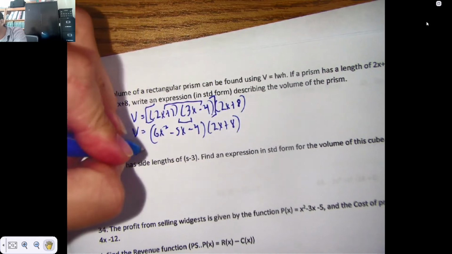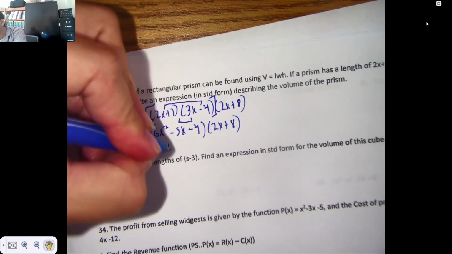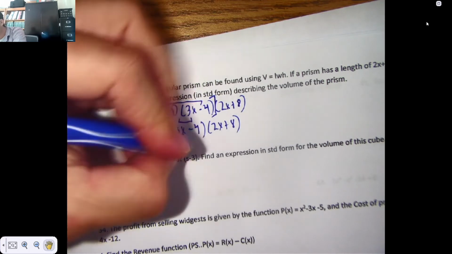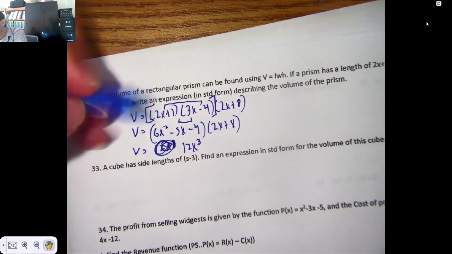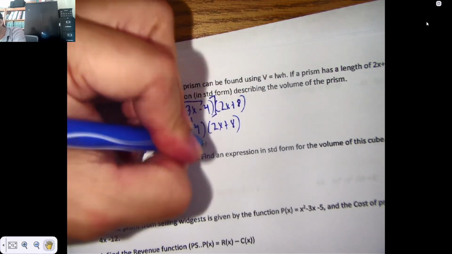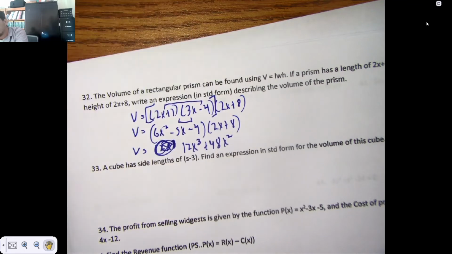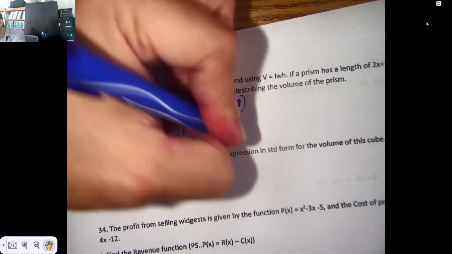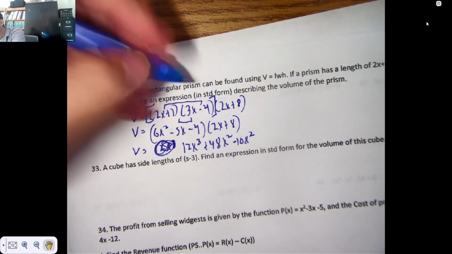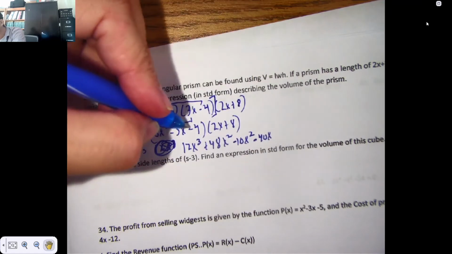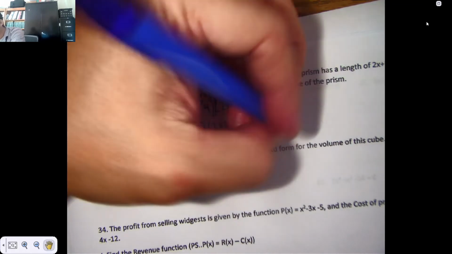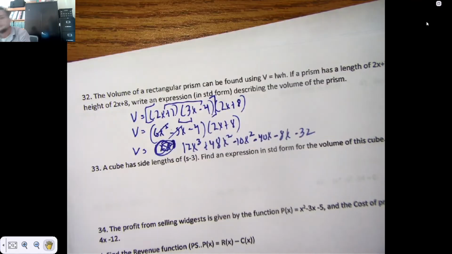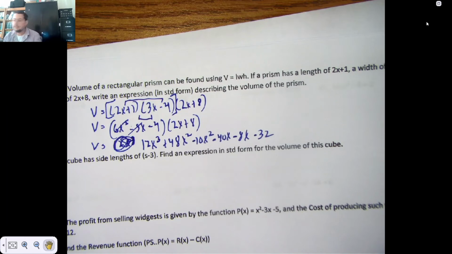So 6x squared times 2x is 12x cubed. 6x squared times 8 is plus 48x squared. My hand just doesn't keep up with my brain. Negative 5x times 2x is negative 10x squared. Negative 5x times 8 is minus 40x. Negative 4 times 2x is minus 8x, and negative 4 times 8 is minus 32. Then I combine my like terms and I'll be done with this thing.